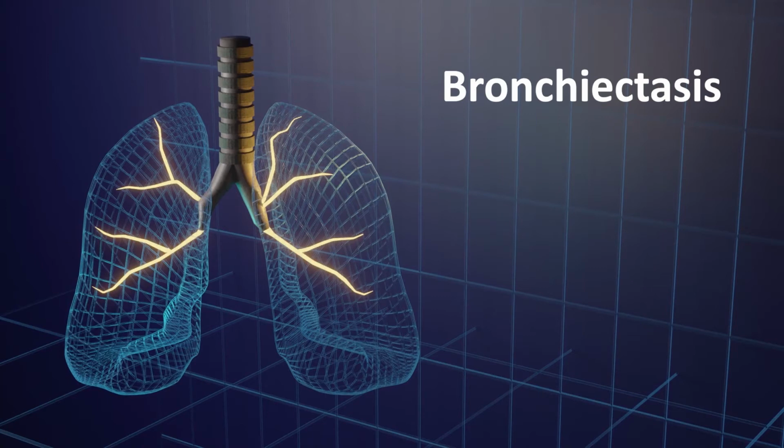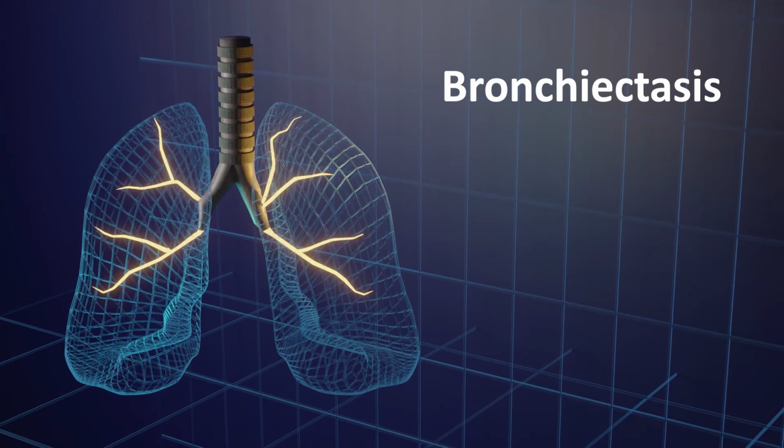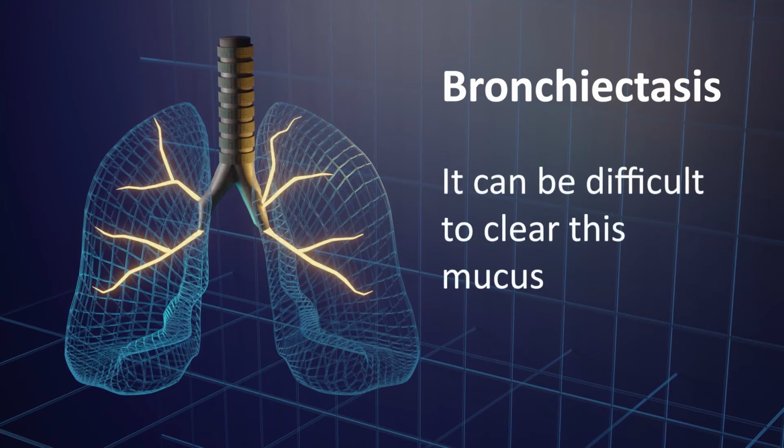Bronchiectasis is another long-term condition that can affect the airways in your lungs. When you breathe in, air is carried into your lungs through your airways called bronchi. The bronchi divide again and again into thousands of smaller airways called bronchioles. Your airways contain tiny glands that produce a small amount of mucus. Mucus helps to keep your airways moist and traps the dust and germs that you breathe in. The mucus is moved away by tiny hairs called cilia, which line your airways. If you have bronchiectasis, your airways are scarred and inflamed with thick mucus, also called phlegm or sputum. Your airways become widened and cannot clear themselves properly.